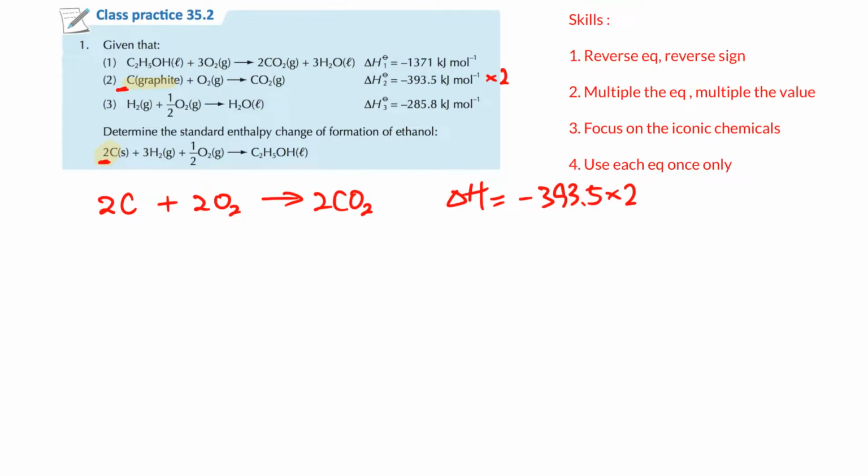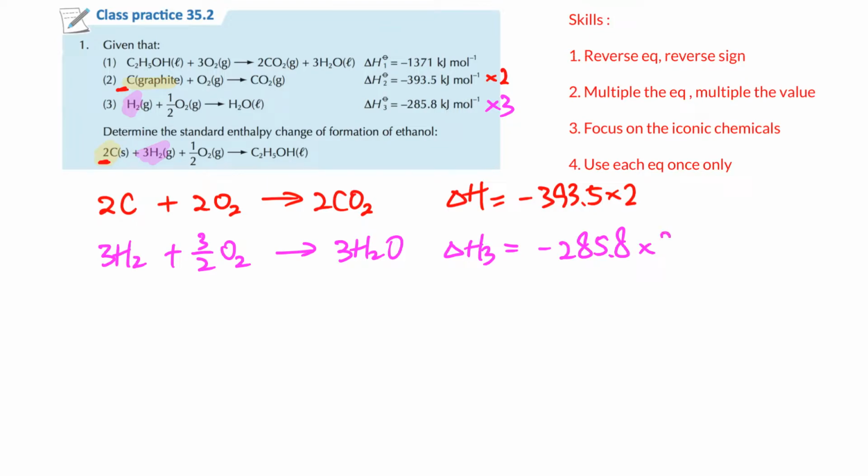Next, we're going to aim at another chemical, for example H2. For H2, we have 3 here, but in equation 3 we just have 1. Therefore, for equation 3, we're going to multiply it 3 times. So we have 3H2, 3 over 2 O2, and then 3H2O. This is equation 3, so it will be negative 285.8 times 3.